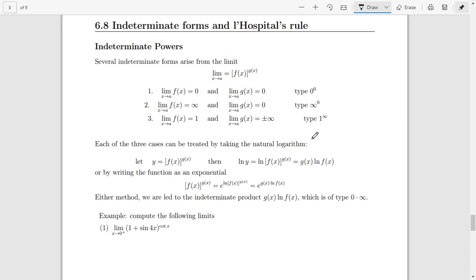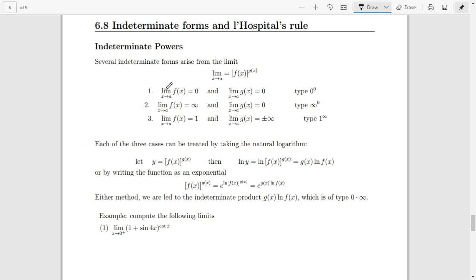This will be the last video on section 6.8, and that's the video on indeterminate forms and L'Hopital's rule. I'll be considering indeterminate powers in this video. Now, assume that I want to find the limit of f of x to the power of g of x as x tends to a. Then we could have some possibilities that make it difficult for us to know what the limit would be.